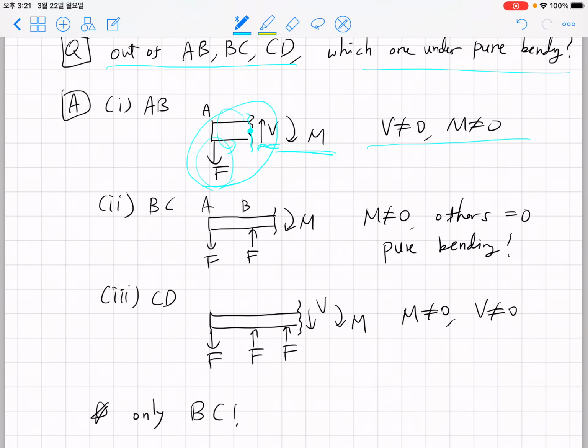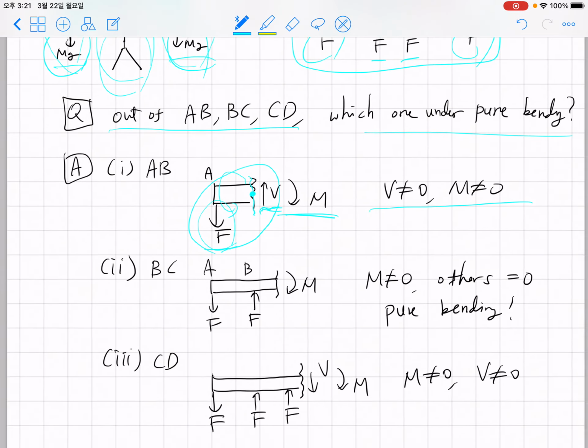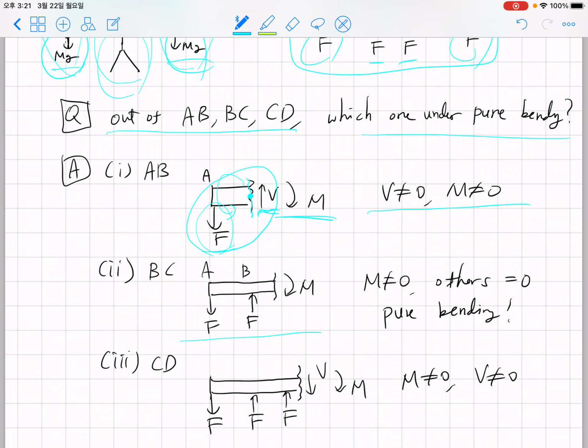However, when you consider the BC case, when you try to make an imaginary cut here between B and C, let's see what kind of reaction you need to make a mechanical balance. In terms of force, you can see that the F due to the mass and the F due to the hands already make a balance. So you don't need any vertical force at the imaginary surface. The only thing you have to worry about is, due to this pair of F's, you need some sort of counterclockwise torque to balance it out, to cancel it out.